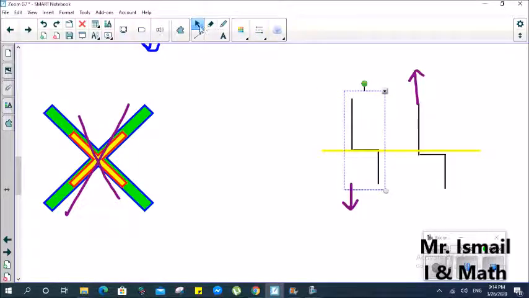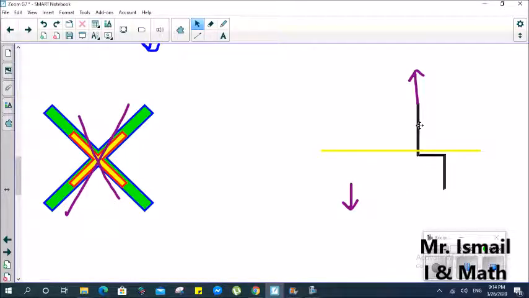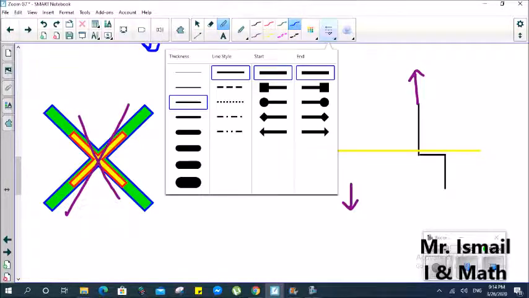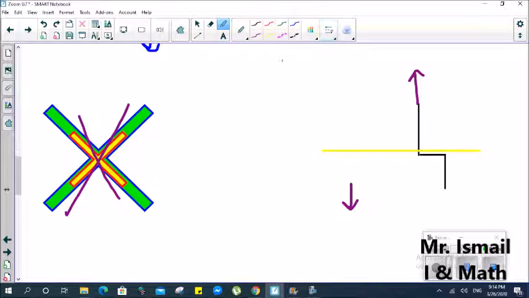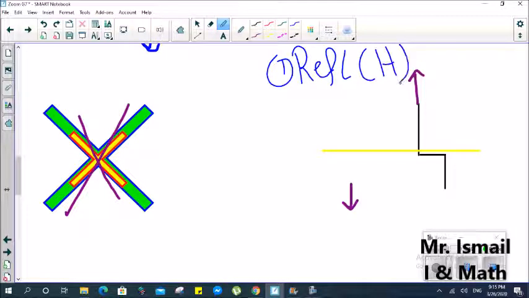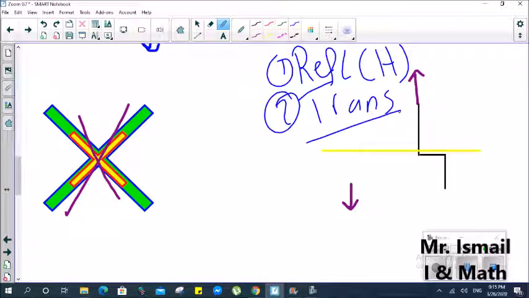Now move it, and they are matching now. Yes, they are congruent, and we use number one, reflection horizontally, and number two, translation. You see, always I have translation, always.